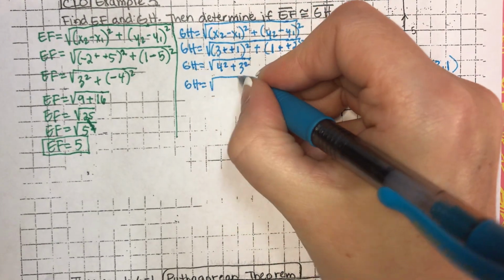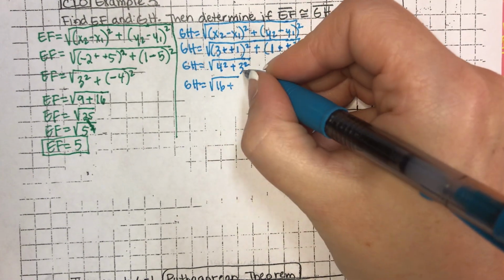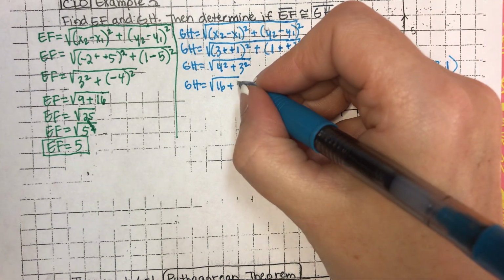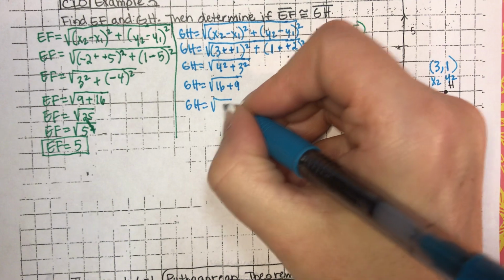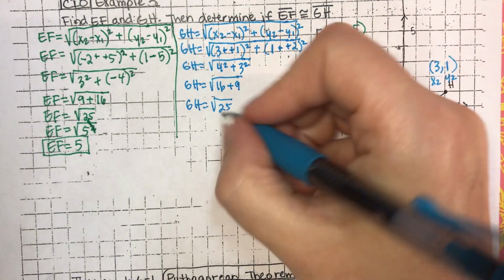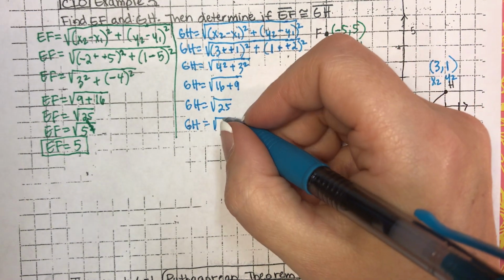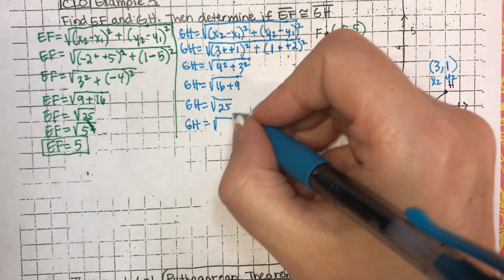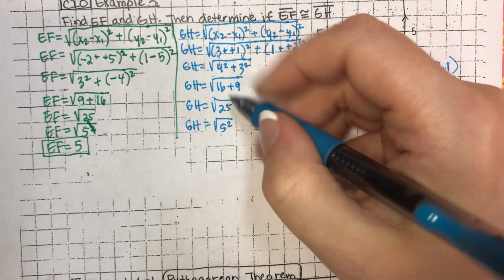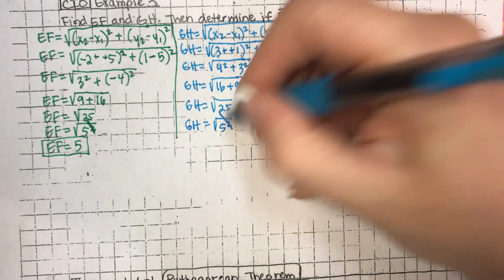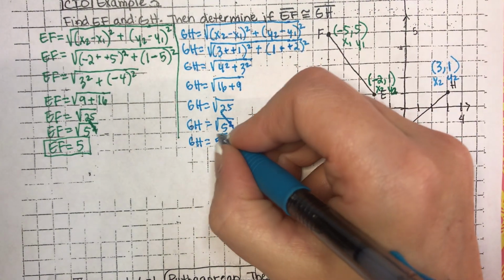We're going to simplify this. 4 squared is the same thing as 4 times 4, which is 16. Plus 3 squared is the same thing as 3 times 3, which is 9. We have 16 plus 9, which ends up being 25, which is a squared number. Remember, square roots cancel out square numbers, so this is wonderful. 25 is the same thing as 5 squared. The square root and the squared cancel each other out, so it is Fruit Ninja time. They cancel out, and we're left with GH is equal to 5.